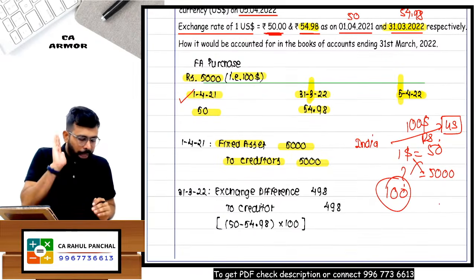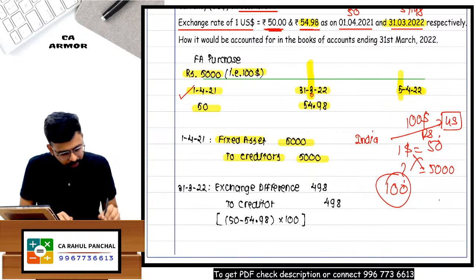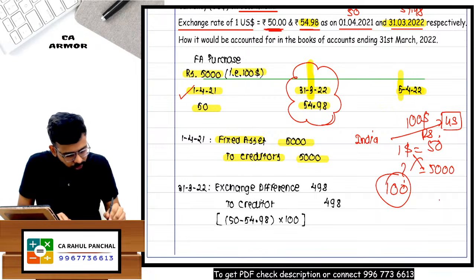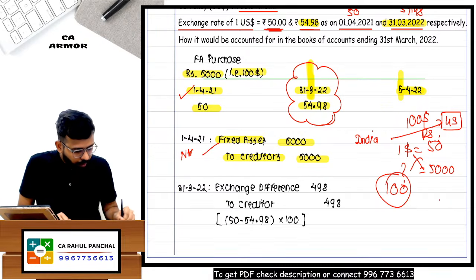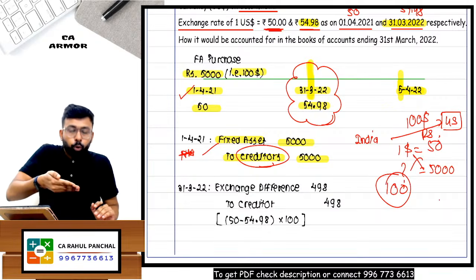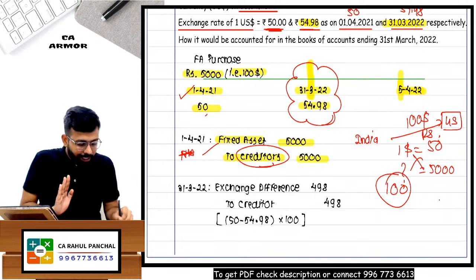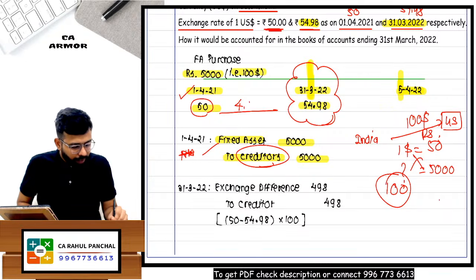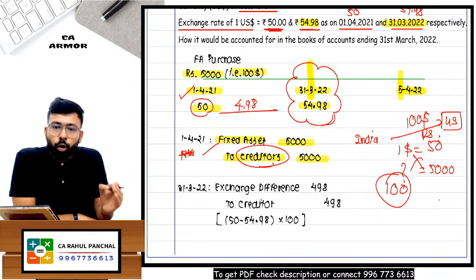Okay, now understand. Now there is a year end in between. So if there is a year end in between, you will have to record the exchange difference. This fixed asset is a non-monetary item, nothing will be done to it. Creditors, to this you are going to do something, whether I will have to make more payment or less payment. Instead of 50 rupees, you will have to pay 54.98. It means you will have to pay 4.98 extra.